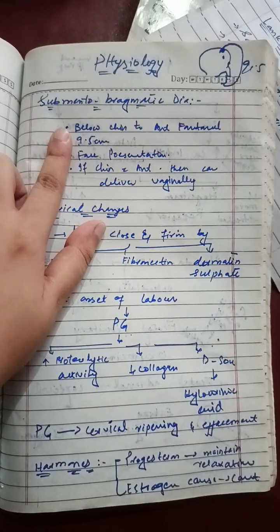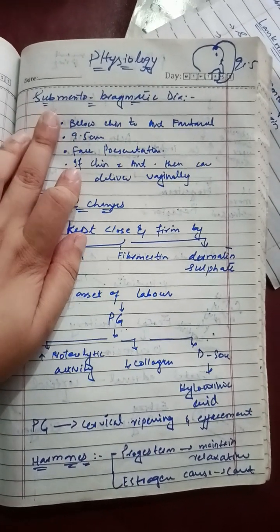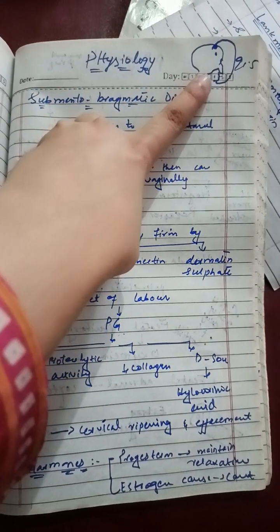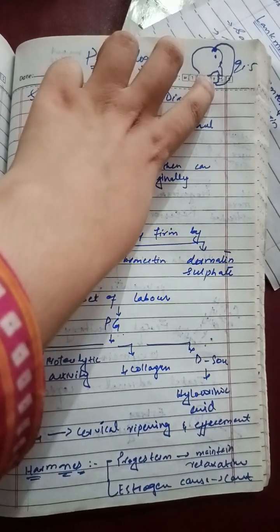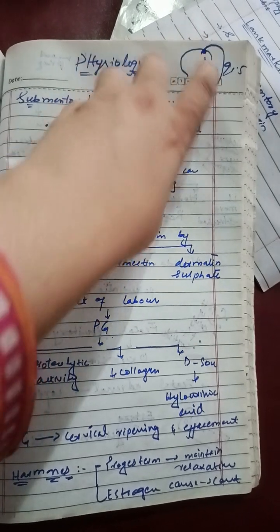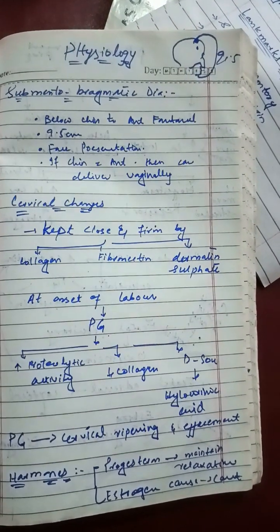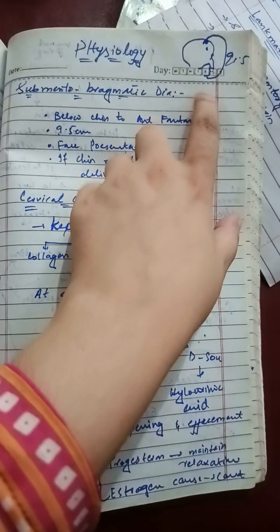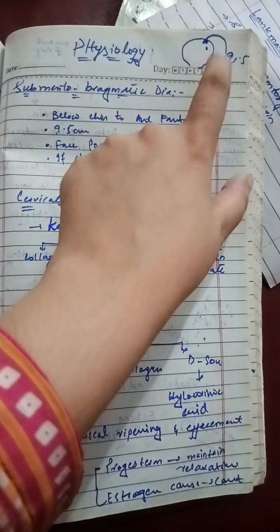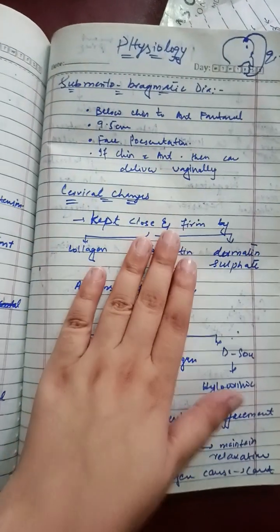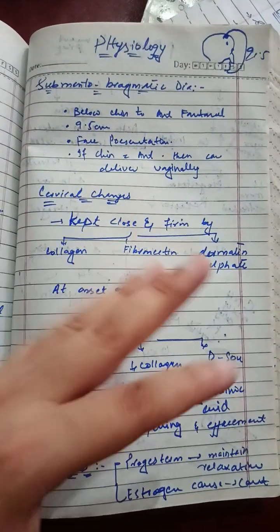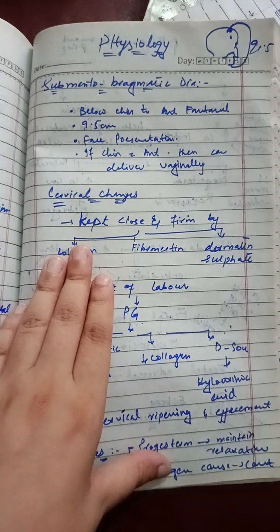One diameter was left in the last video, which was the submentobregmatic diameter, and this is measured from below the chin up to the bregma, the anterior fontanelle. It is short, about 9.5 centimeters, and it means that the head is in a hyperextended form. When this diameter is present, it means there is face presentation.